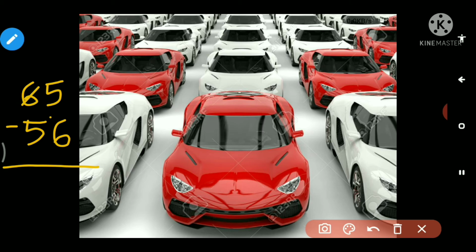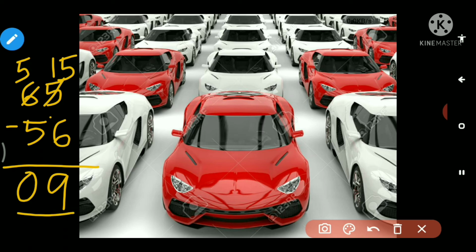So this 6 will give 1 and it will become 5. Now this 5 will become 15. 10 will be added to that number, right? Now 15 minus 6, how much will it be? 9. Now 5 minus 5, how much will it be? 0, right? So the number of red cars that are fewer than white cars is how many? 9 cars.